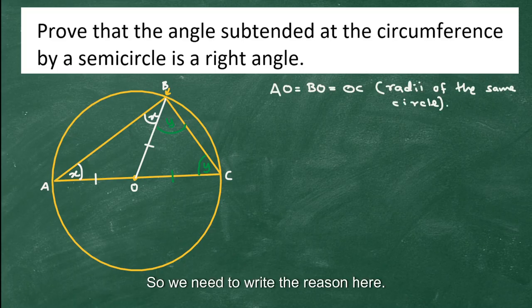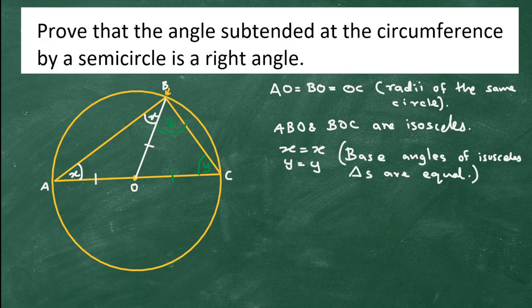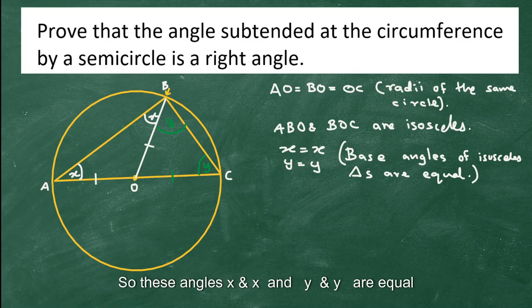So we need to write the reason here. AO is equal to BO is equal to CO, or OC, because they are all radii of the same circle, which makes ABO and BOC isosceles triangles. So these angles x and y are equal because base angles of isosceles triangles are equal.